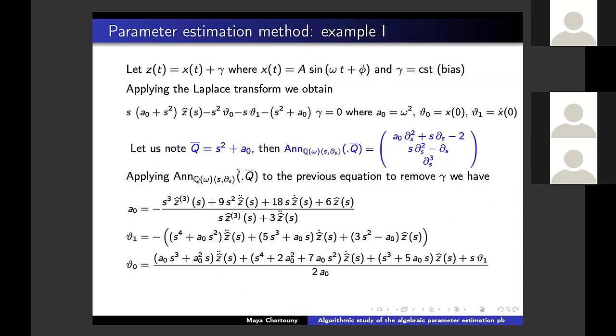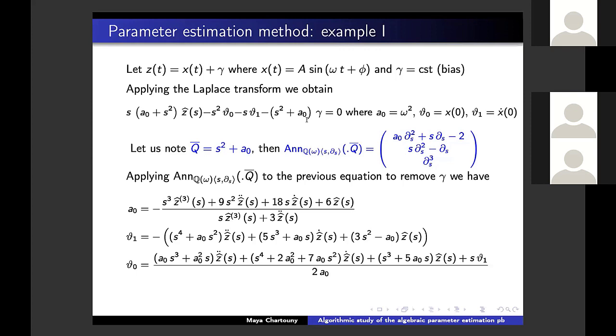So if we consider that you have x of t plus gamma, where x is the signal a times sinus of omega t plus phi, and gamma is a bias, so it's constant. So applying the Laplace transform, we obtain the equation in black, where a0 is equal to omega square, v0 and v1 are the initial conditions. So we have here a new term that is unknown. And if we denote by q bar this polynomial, we want to eliminate gamma.